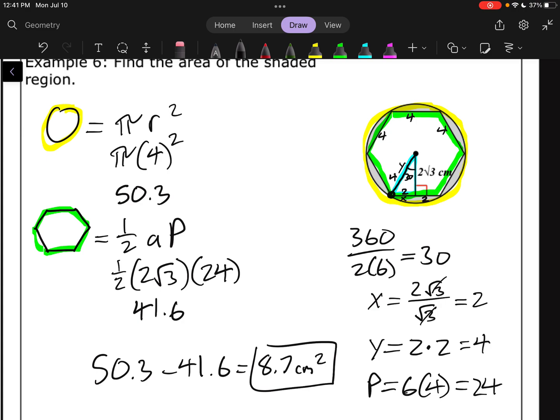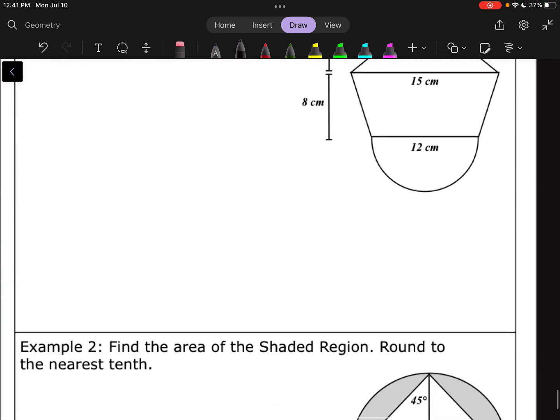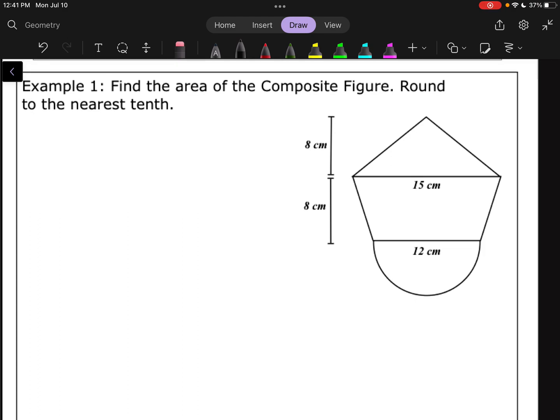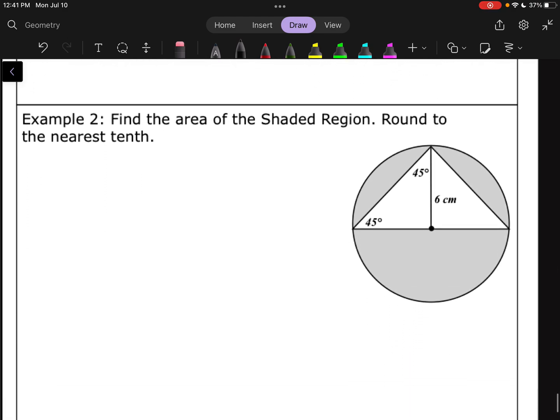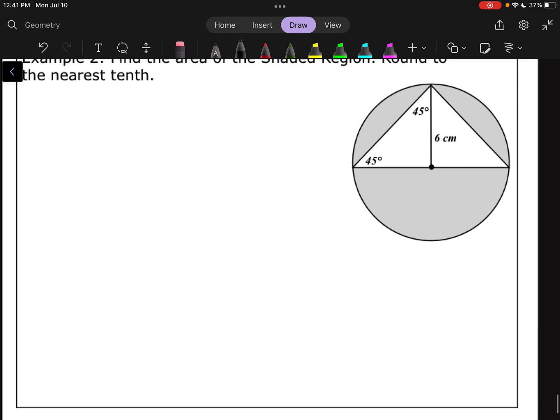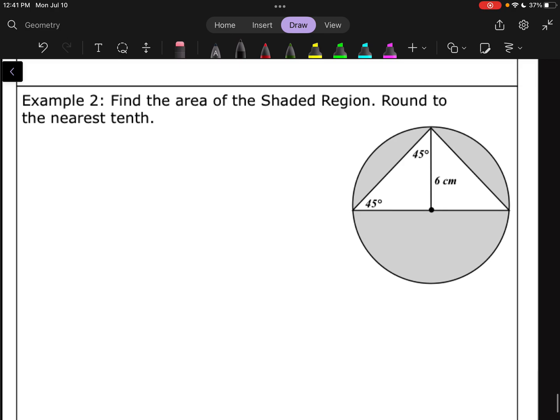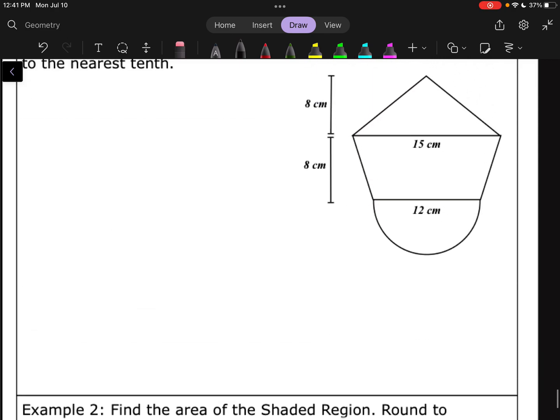All right, so for your turn, you got two things to try out. You got this crazy triangle and a hexagon on a semicircle, and you've got a little triangle inside of a circle shaded region one. Give those a shot and then come back to see how you did.